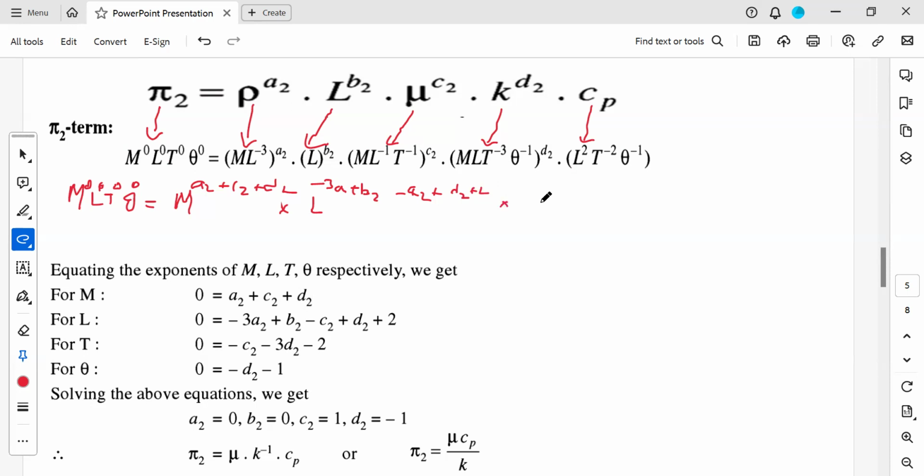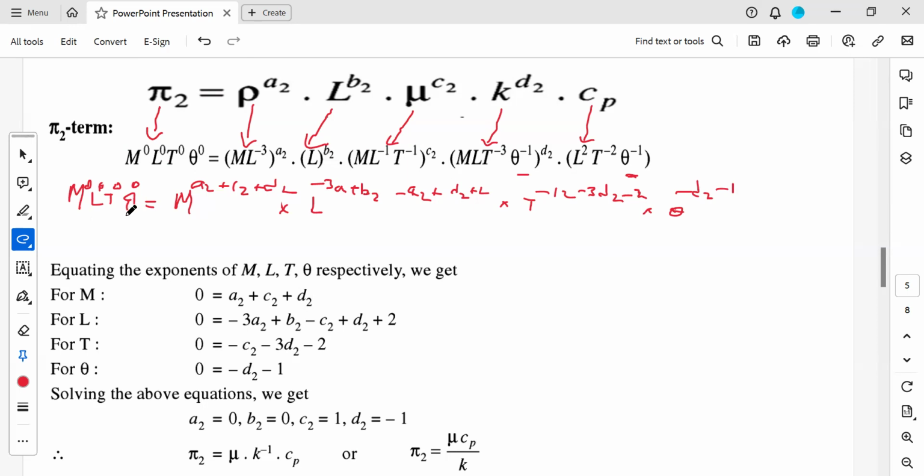Similarly, the T powers will be: we don't have any T term in the first two terms. We will have the T term minus c2 in the third term, and minus 3d2 in the fourth term, and last one, minus 2 is there in the last term. Last one, theta. Theta is available only in this term and this term only. Therefore, we can write theta powers will be minus d2 minus 1. Now, the bases are same, so equate the powers.